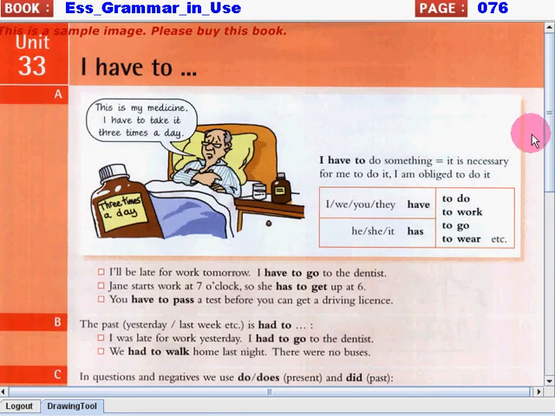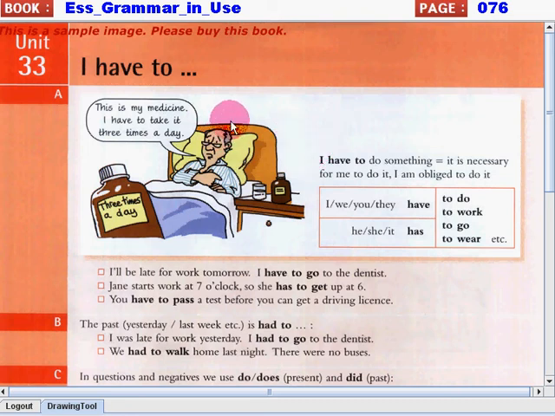Students, you have to remember, I have to. When we use these words, for example, I have to do something, that means it is necessary for me to do it. I am obliged to do it. It's very important for you to do.